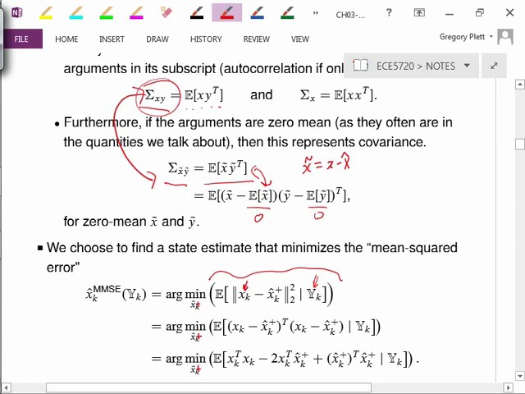x_k is the true state, which I don't know. I can't measure it, but I can use it in math as long as I don't use it in an algorithm. So the argmin says, return the value of x hat k plus that minimizes everything in the round brackets. Well, what's in there? I've got an x minus x hat k plus. This is the difference between the true state and the state estimate. And I want to minimize that difference in some sense.